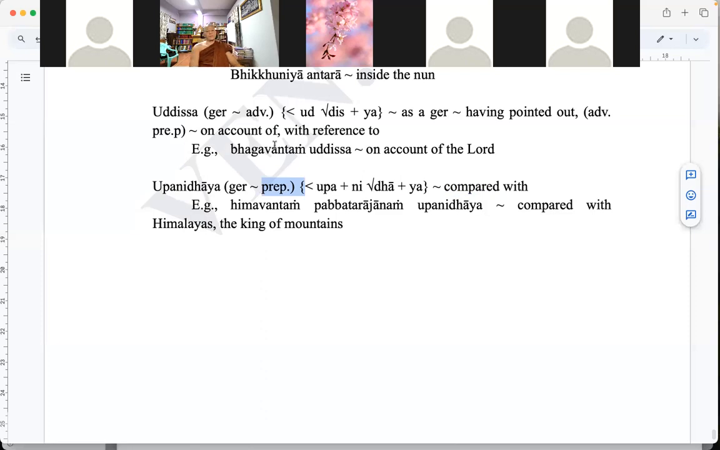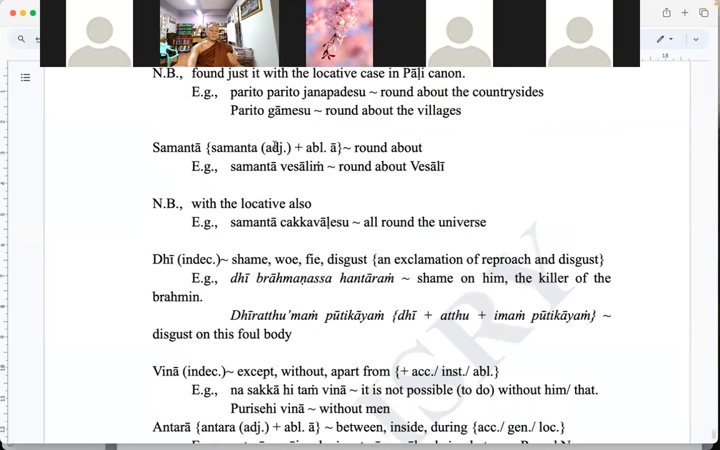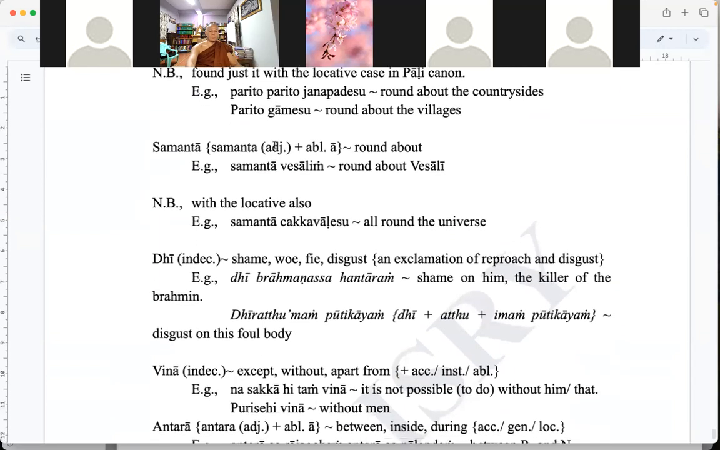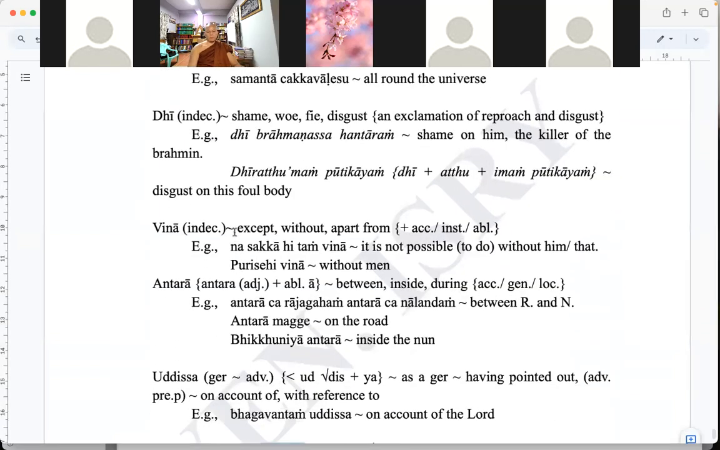Thanks, Bhante. One more point, Bhante, it is about vina. Another indeclinable normally stands before the noun in the accusative or something like that, but vina stands after the noun, after the accusative. In these situations, is it just vina that stands after the accusative, instrumental or ablative, or can it stand both before and after, Bhante? Commonly both. Okay, yeah, commonly both. Thank you very much, Bhante. That's all, Bhante. Okay.